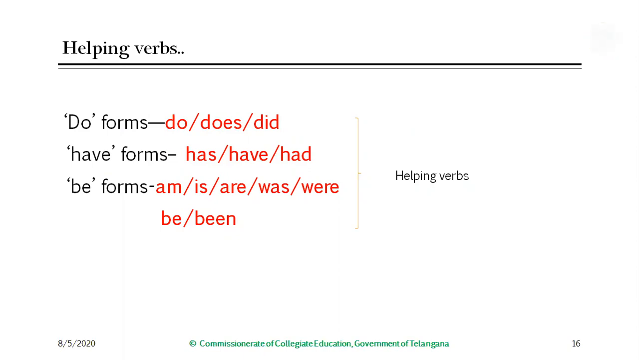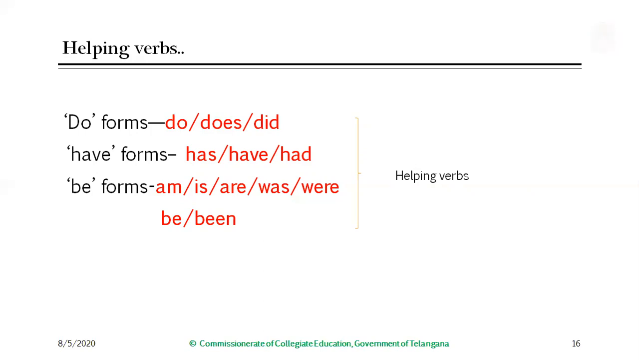In the same way, am, is, are, was, were, be, been, these are all called be forms. They act as both the main verbs and helping verbs. I am a student. Am is the main verb. But I am invited for the dinner. I am invited. Here am is the helping verb.